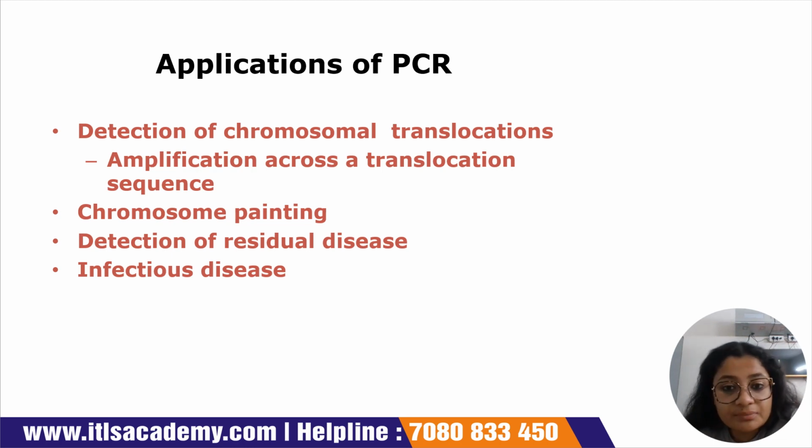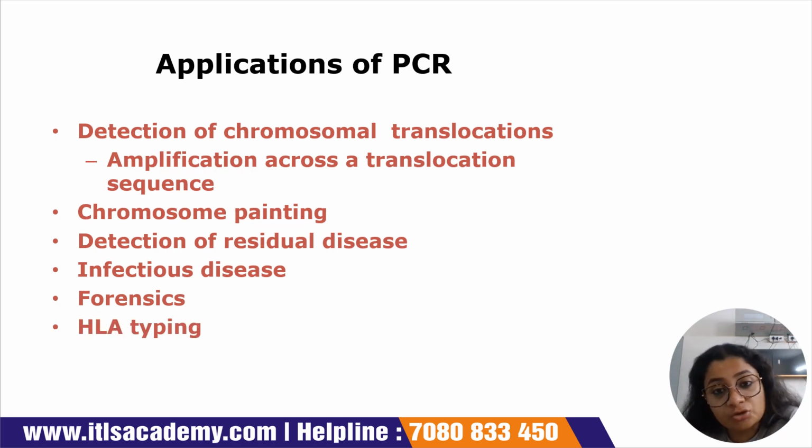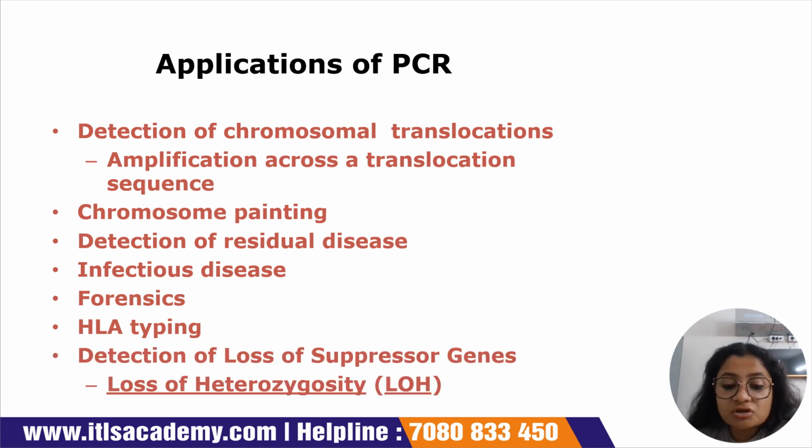And also infectious diseases, example I have already talked about, COVID. And forensic science, again example I have already talked about. HLA typing, human leukocyte antigen typing, that is also a very important application of PCR. And detection of loss of suppressor genes, for example loss of heterozygosity. So what are suppressor genes? Suppressor genes are those genes which are responsible for suppressing a particular characteristic. Suppressor genes are very important for preventing different types of cancer. So in order to detect whether the suppressor gene has been lost or not, for final diagnosis of cancer in the patient, again PCR application is very important.